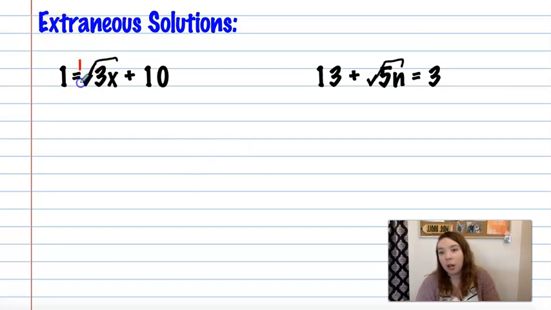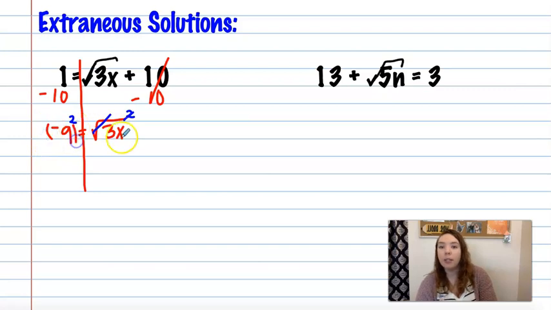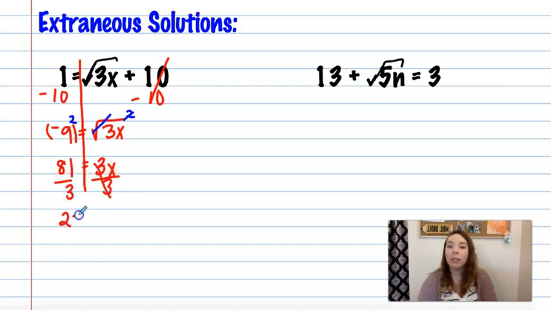So I'm going to start on this one by subtracting 10 from both sides, which will give me negative 9 equals the square root of 3x. At this point, I do need to square both sides. And you have to be careful because if you type this into your calculator, it'll tell you it's negative 81. So if you're using a calculator, you're going to want to put some parentheses around your negative 9. But negative 9 times negative 9 is positive 81. And then you have 3x. So from here, we will divide by 3 on both sides, which should give us 27.